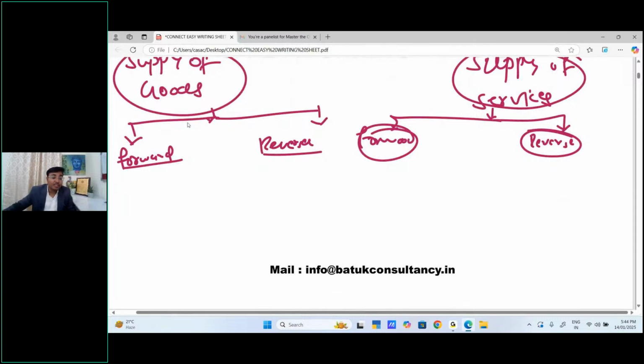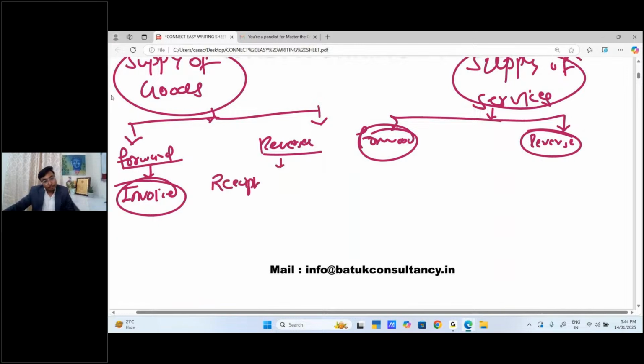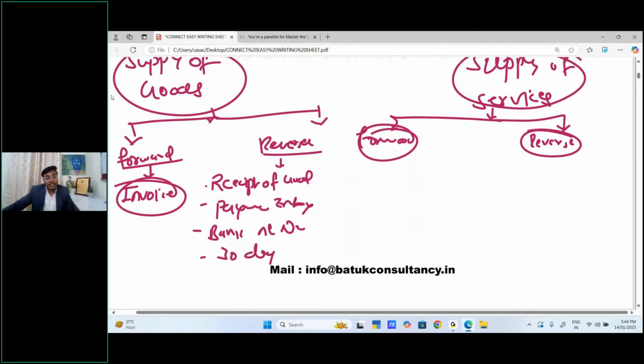Under forward charge, in case of supply of goods, the time of supply will be invoice date. जब भी आप लोग invoice बनाओगे, accordingly you need to show that invoice in the return of GSTR1 and accordingly make the payment in GSTR3B. Under reverse charge mechanism, the time of supply will be receipt of the goods or payment entry or bank account debited or 30 days from invoice, whichever is earlier, that will be treated as time of supply.